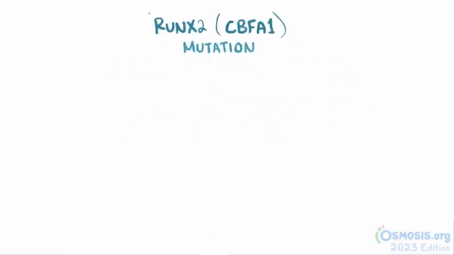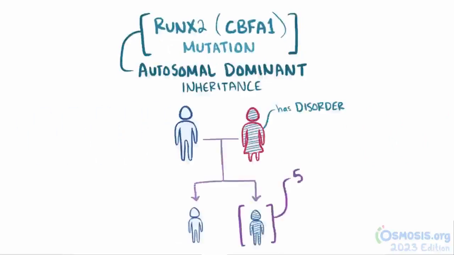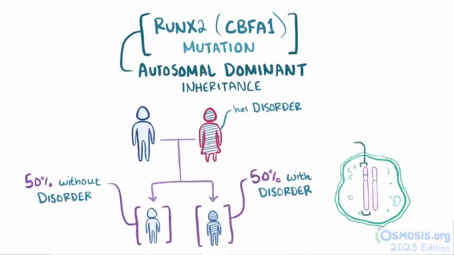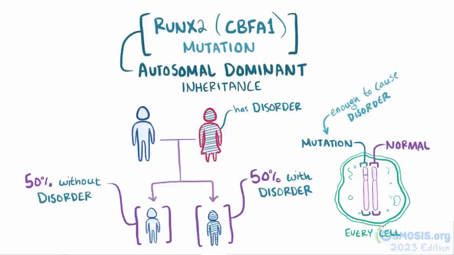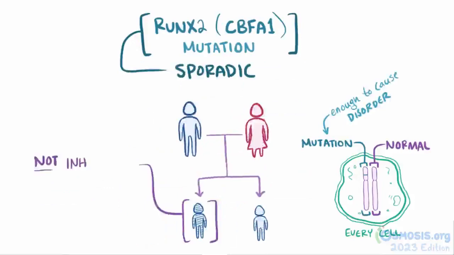RUNX2 mutations are inherited in an autosomal dominant pattern, meaning if one parent has the disorder and one doesn't, 50% of their offspring will inherit the disorder and 50% won't. Those that inherit the disorder end up with one chromosome that has the mutation and one normal chromosome in every cell. And having just one chromosome with the mutation is enough to cause the disorder. Sometimes, though, the mutation might be sporadic, meaning it wasn't inherited from the parents, but it's a new mutation that just pops up in one of the children.